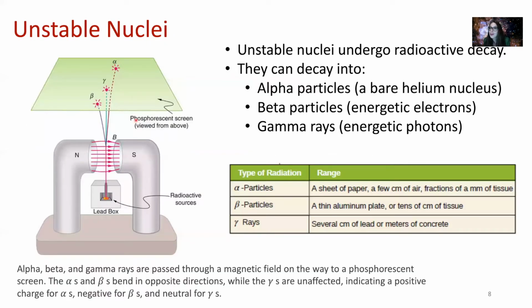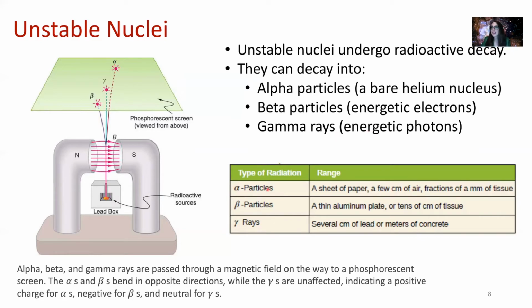Now, what happens when nuclei become unstable? Unstable nuclei undergo radioactive decay. They can decay in 3 different ways. They can decay into alpha particles. Alpha particles are bare helium nuclei. The nucleus of a helium atom has 2 protons and 2 neutrons. Unstable nuclei can also decay into beta particles, which are energetic electrons, or into gamma rays, which are energetic photons.